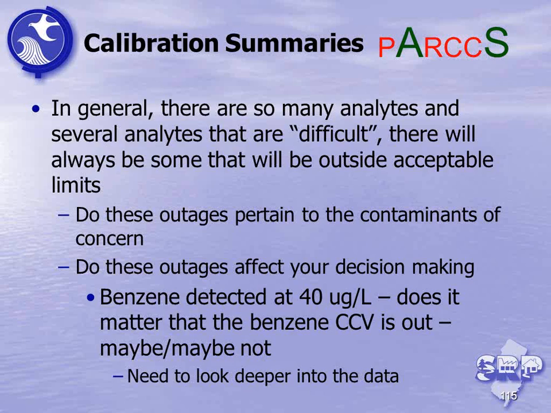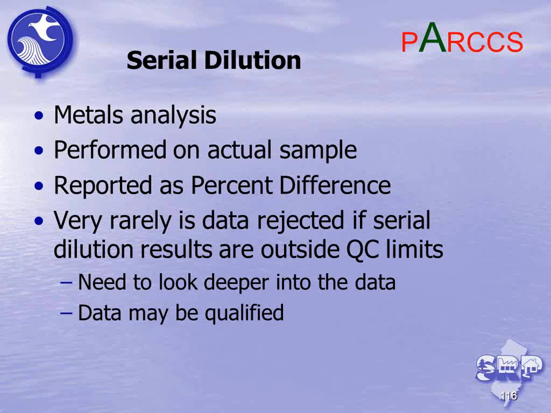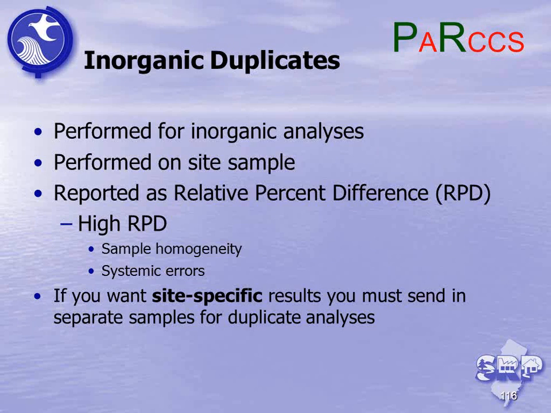That's going to be qualified, but certainly you're going to have to do something. So for the intended use of the data, that outage is probably fine. Serial dilutions are used in metal analyses. They speak to the accuracy. Again, we look at these. Very rarely do you reject data if the serial dilutions are out. You need to look at the data. You need to qualify the data, but you usually don't reject data.